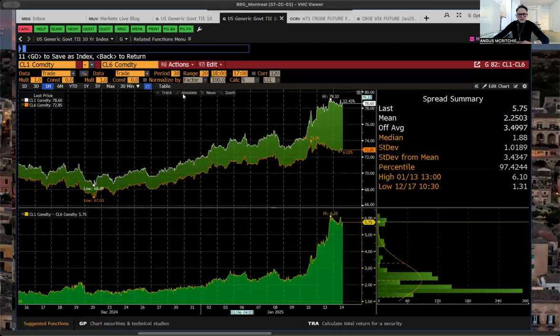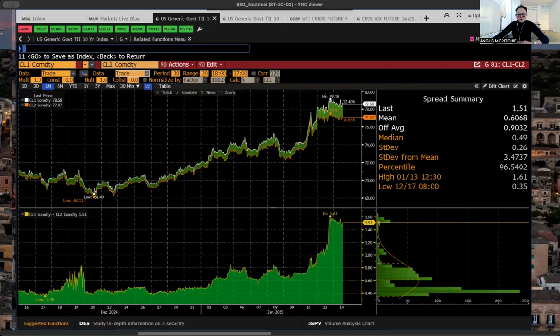So if we look at, let's say, for example, CL1 to CL2. No, that's CL1, CL6. Let's go. So this is CL1, CL2. So this is the two front contracts. And what you guys can see here, these are the two individual prices on the top, and on the bottom you see the spread. And what you can see, they got up to $1.61, currently trading as we speak at $1.51.